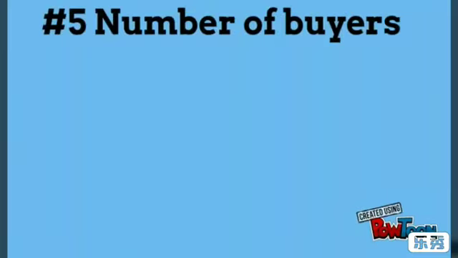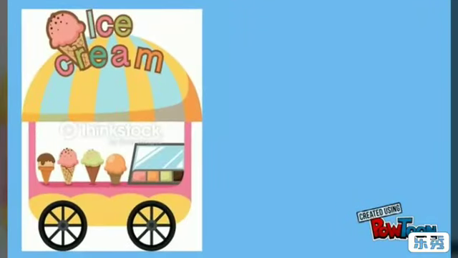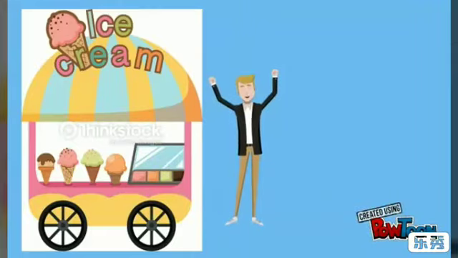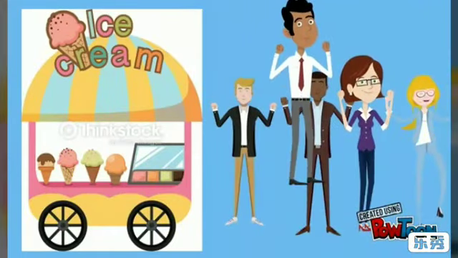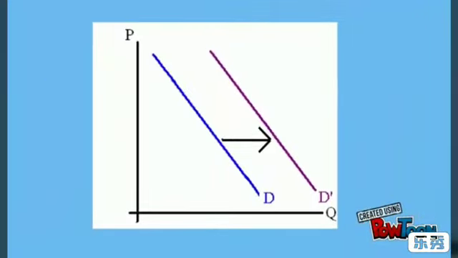Number of buyers. Look at ice cream stands, for example. During the summer, their sales skyrocket because the number of buyers increases when the temperature increases. This causes a demand curve to shift to the right.